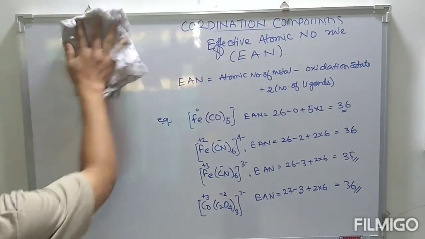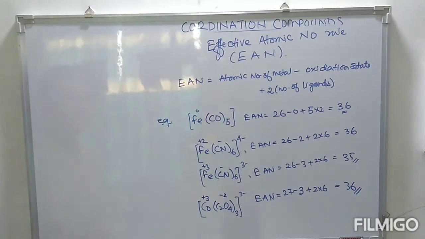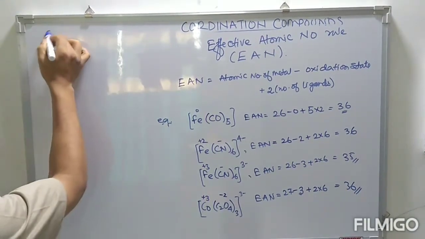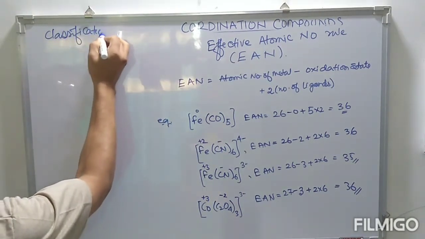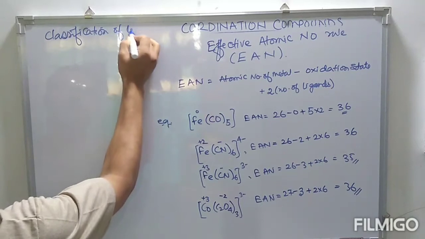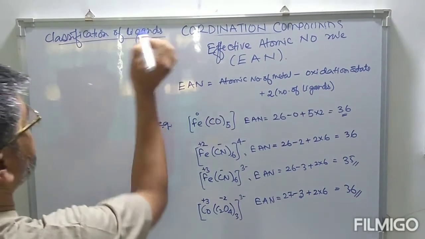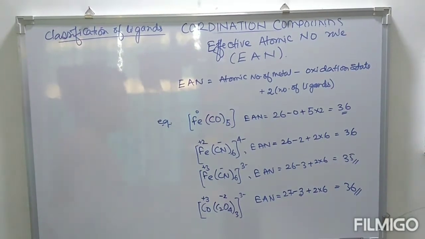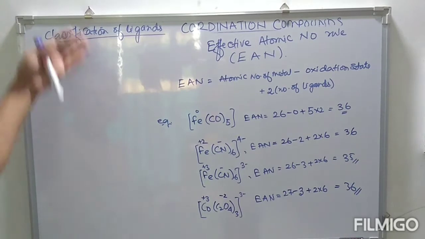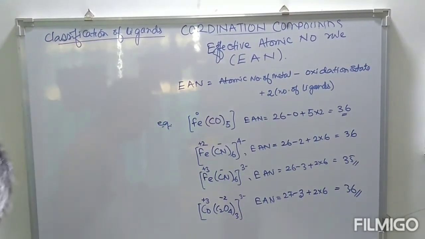Then we have this classification of ligands. How are ligands classified? We have defined ligand, we have defined denticity of the ligand, and again we will come to the denticity while defining these types of ligands.